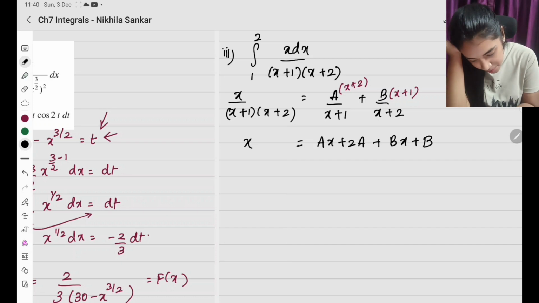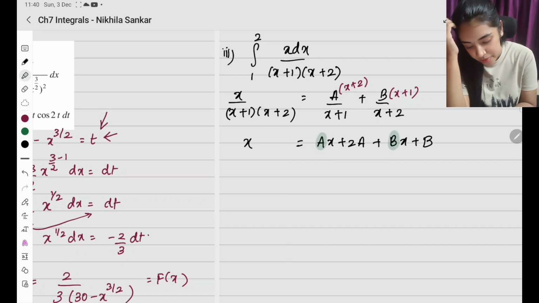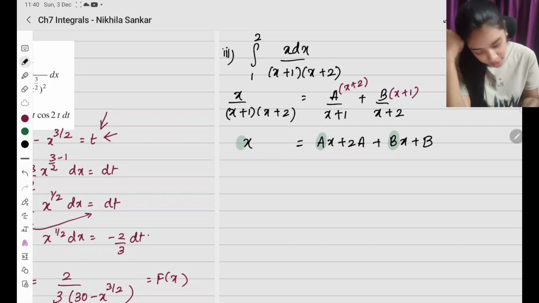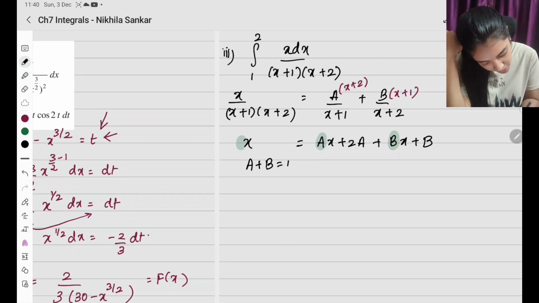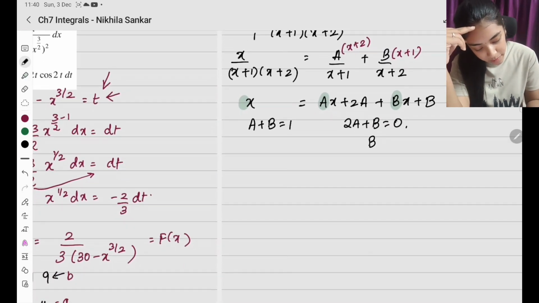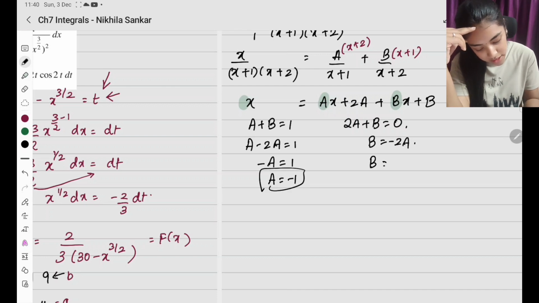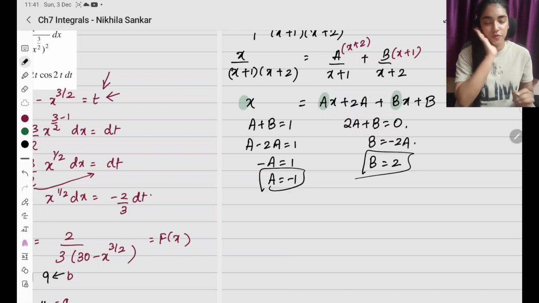Now, clubbing the x terms, what do I have? The coefficient of x is going to be a plus b, which is 1. Here there is 1. So I have a plus b equals 1 and the constant term 2a plus b equals 0. So when I equate both, I have b equals minus 2a. So a minus 2a equals 1, minus a equals 1. So a equals minus 1 and b is going to be 2. So I found the values for a and b.